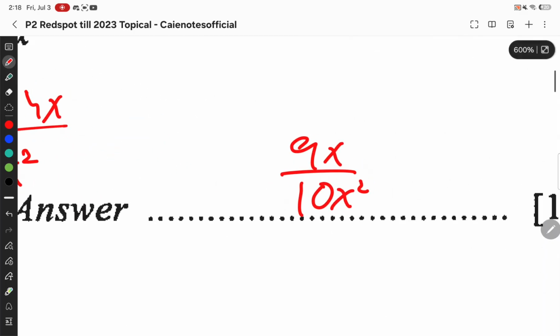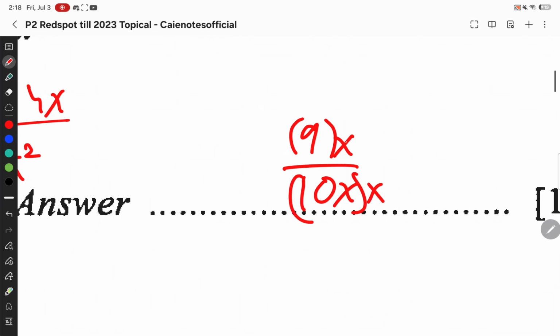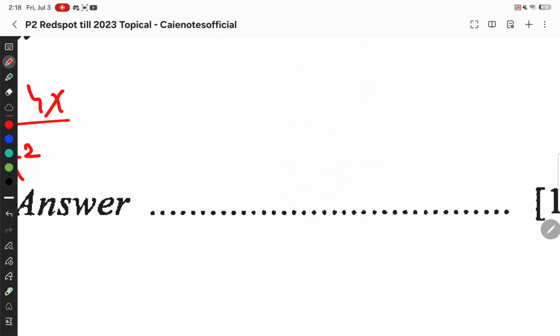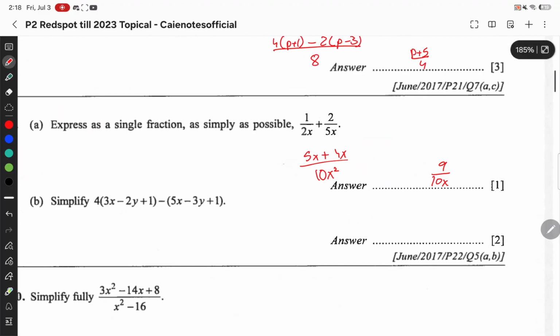We can still simplify this. x is on both the top and bottom, so you can cancel out the x and you get 9 over 10x. The x is in the bottom. 9 over 10x, that's your answer.